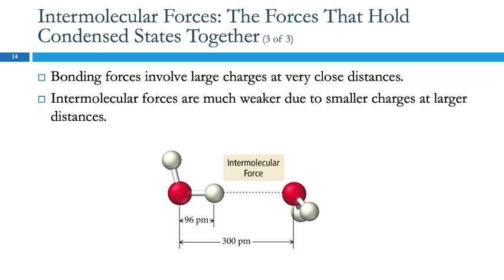So bonding forces are different than intermolecular forces. So here we have a water molecule. This is a covalent bond between the oxygen and the hydrogen, and that's going to be approximately 96 picometers in length. And so these bonding forces that we see in the covalent or ionic bonds, those happen at very close distances, whereas the intermolecular forces we're talking about right now are going to be a lot weaker because the distances are much bigger. This is 3 times the distance, right? So the intermolecular force attracting 2 molecules to each other.